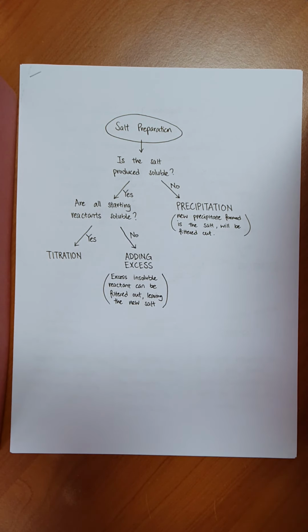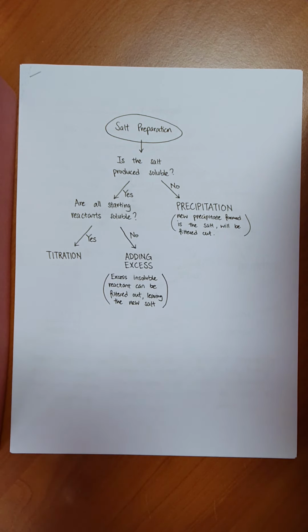Okay, so for salt preparation, you know that I like to teach by a flow chart because there are three different methods. The first question I normally ask is if the salt produced is soluble in water or not. If it's not soluble, immediately you'll know there is precipitation because the salt produced will be a precipitate, and we know that precipitates are not soluble in water.